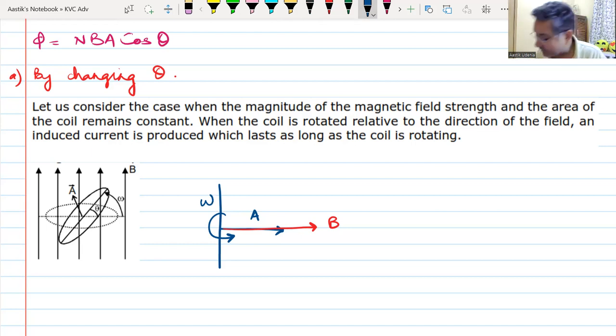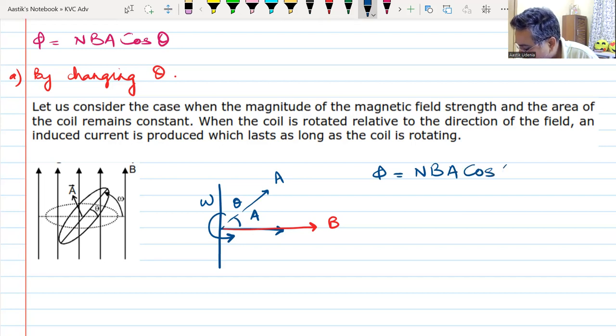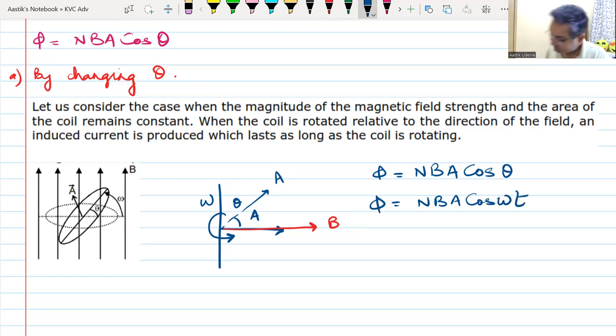If I start to rotate this coil with a constant angular velocity omega, at any position, when the coil makes an angle theta, the flux through this coil will be given by NBA cos theta. Yes or no? Yes, sir. Or it can be written as NBA cos of omega t. Yes or no? Yes, sir.